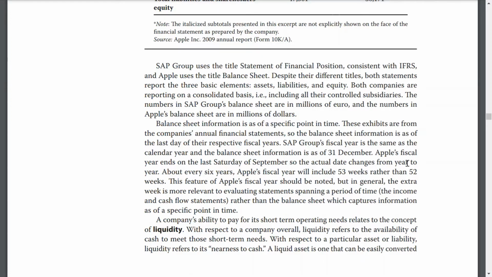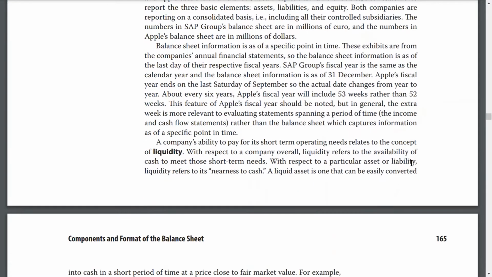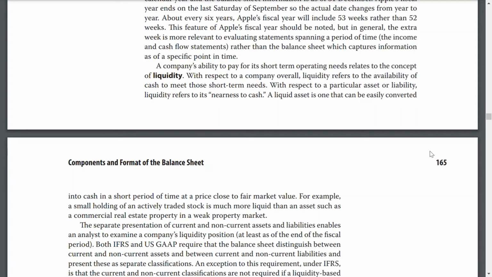About every 6 years, Apple's fiscal year will include 53 weeks rather than 52 weeks. This feature of Apple's fiscal year should be noted, but in general, the actual week is more relevant in evaluating statements spanning a period of time rather than the balance sheet, which captures information as of a specific point in time. A company's ability to pay for its short-term operating needs relates to the concept of liquidity. With respect to a company, overall liquidity refers to the availability of cash to meet those short-term needs. With respect to a particular asset or liability, liquidity refers to its nearness to cash.